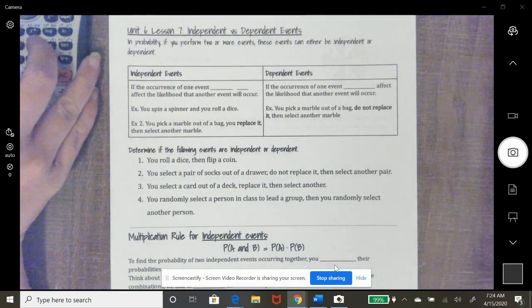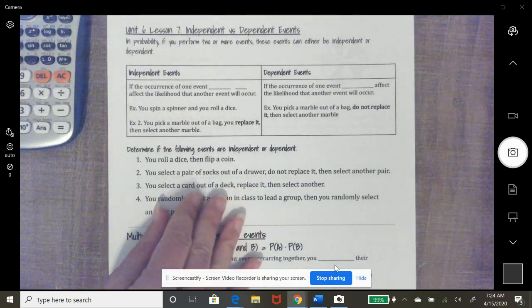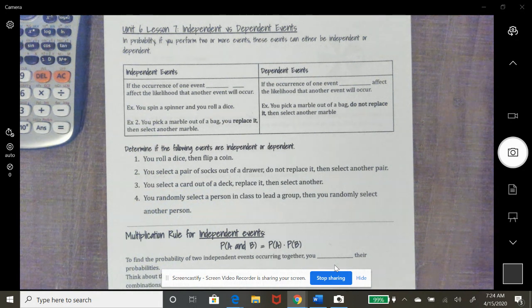Hi guys, so last lesson we talked about tree diagrams, and if you weren't able to do that one, I will go back and do it. It's a pretty quick lesson, and this is basically going to be our shortcut to tree diagrams, because if you draw a tree diagram, sometimes they can get really big, and we don't want to have to do that.